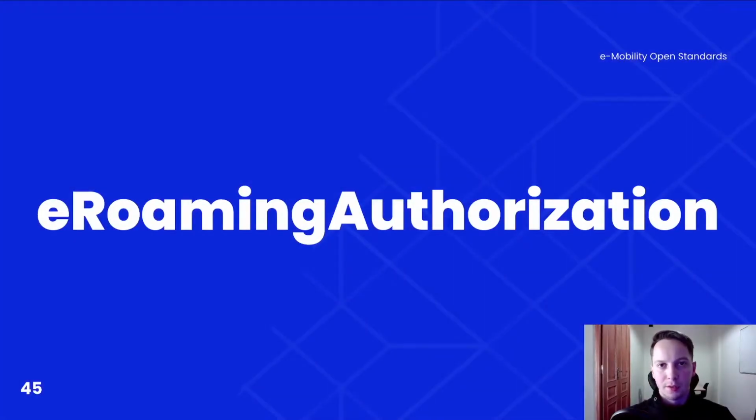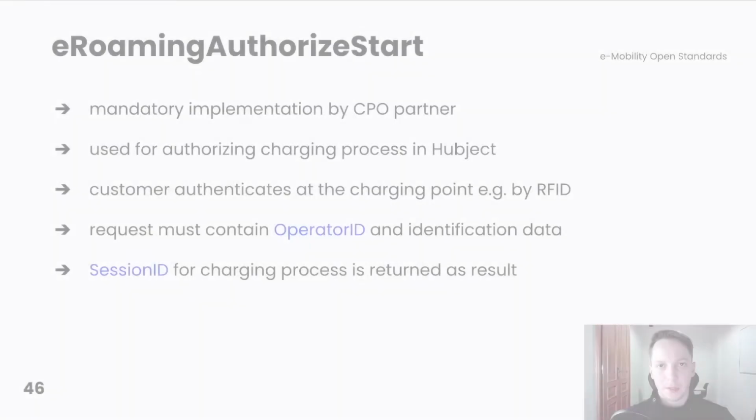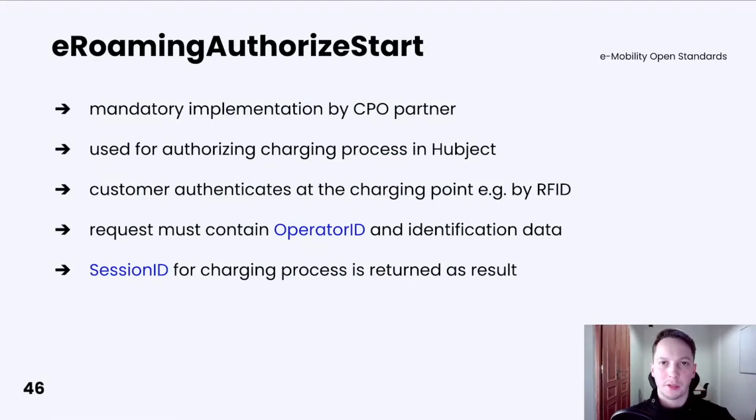eRoaming Authorization Service. The first operation in eRoaming Authorization Service is eRoamingAuthorizeStart. This operation is used for authorizing a charging process in the Hubject platform. Implementation is mandatory for every CPO partner. In general, this message is used when a user authenticates himself at a charging point by, for example, an RFID card.